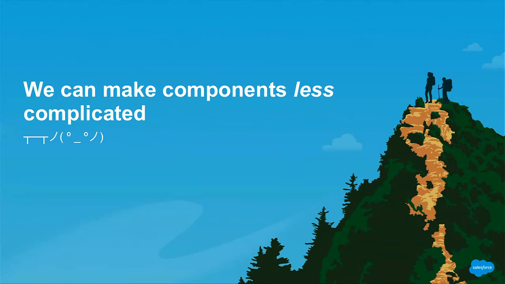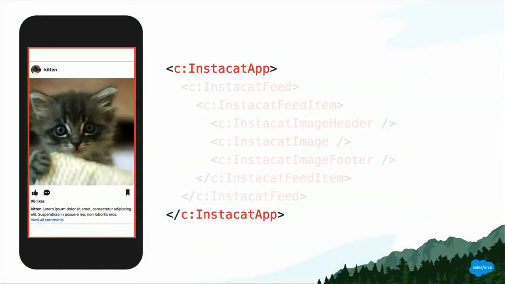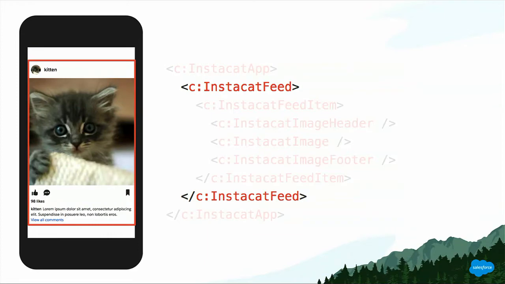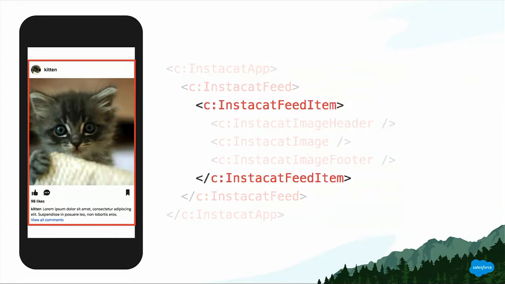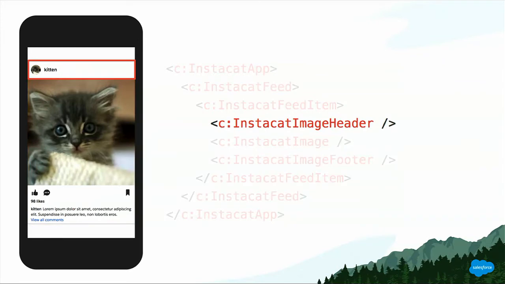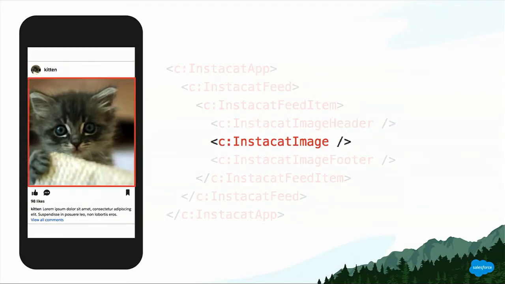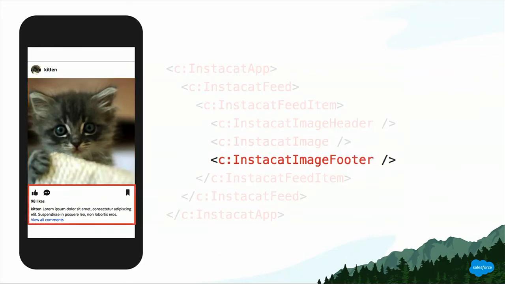So to demonstrate the things we're going to be talking about today, we built an app. It's a pretty fun cat photo sharing app called Instacat. If you look at it in Lightning component terms, we might have our top-level application, and then we have a feed. And inside that feed, we have a bunch of feed items. Each one of those feed items is going to contain a header, which has the user avatar and image. We have the actual image itself, and then we have the footer. And the footer has things like likes and comments and a few other things.